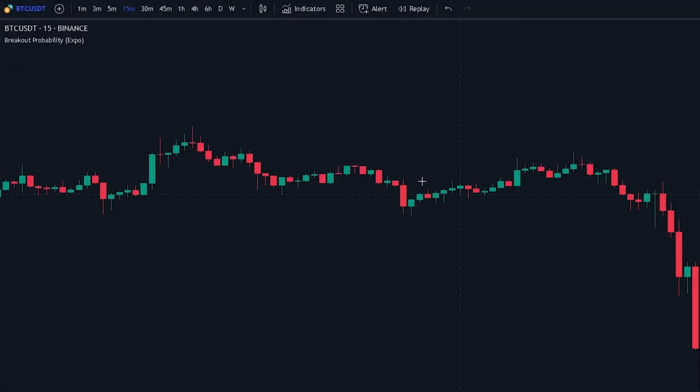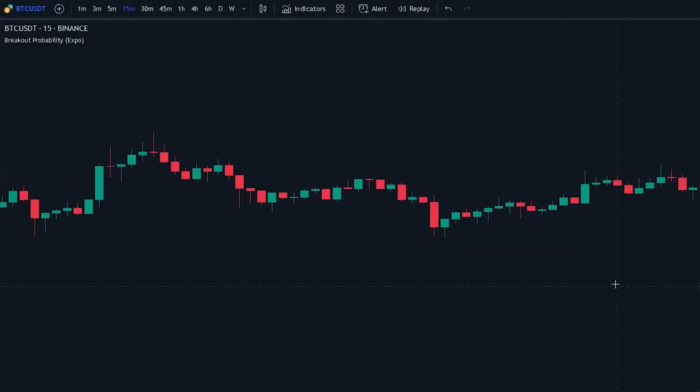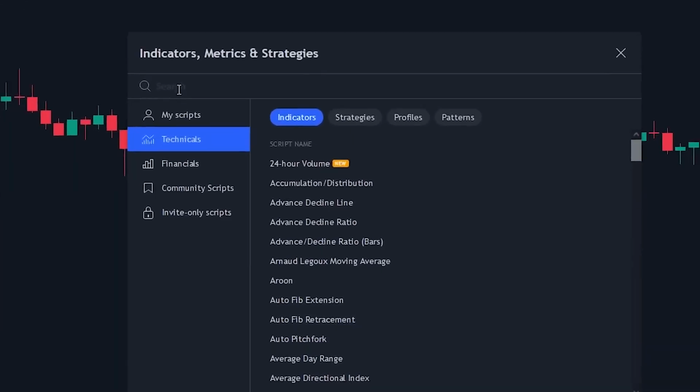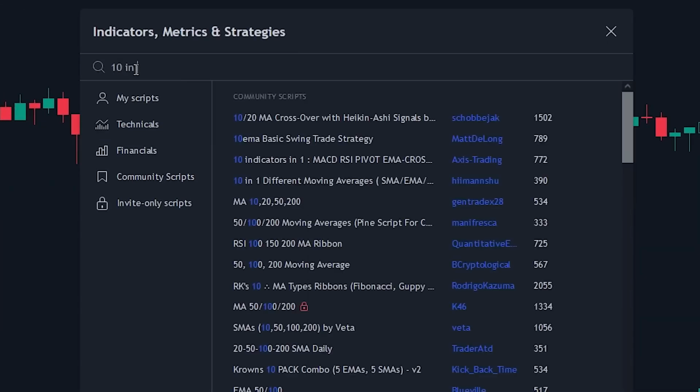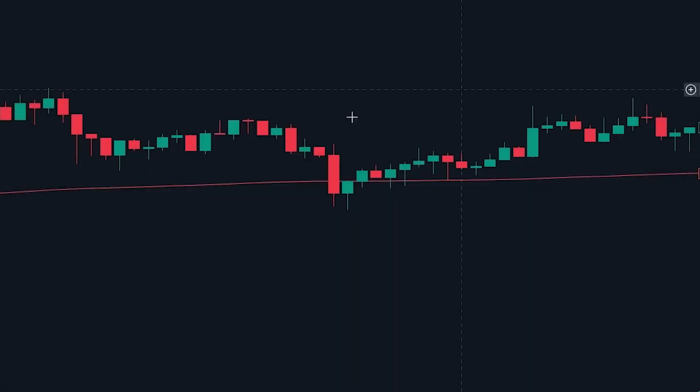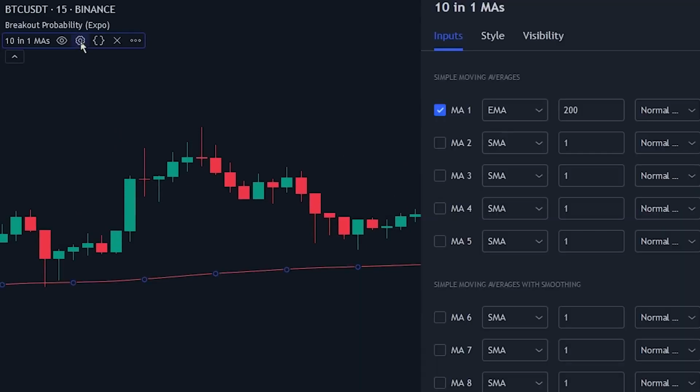To create a strategy to use the breakout probability indicator with, let's add an extra indicator to the chart. Head over to the Indicator Search tab and search for the 10 in 1 different moving averages indicator. Select the indicator made by Himanshu and add it to the chart. Now head over to the indicator settings.